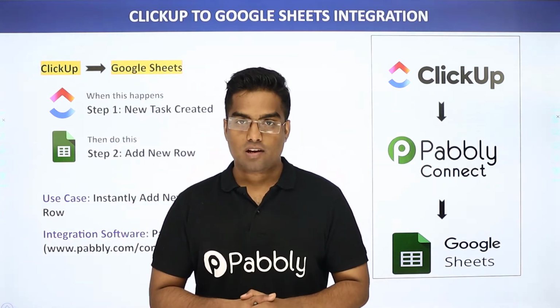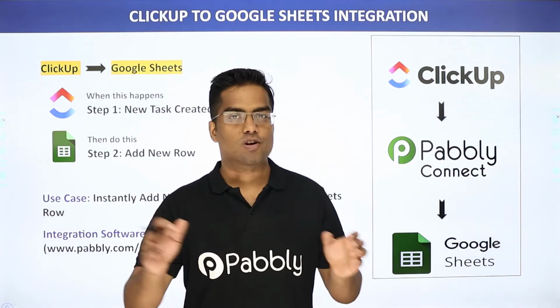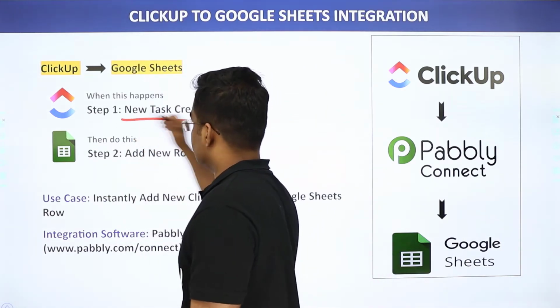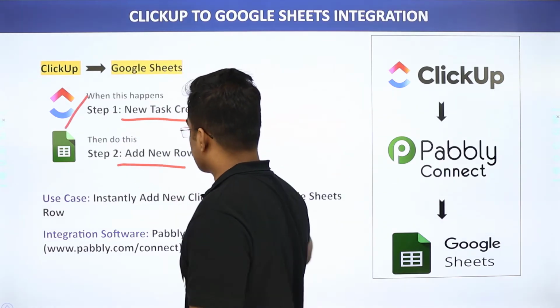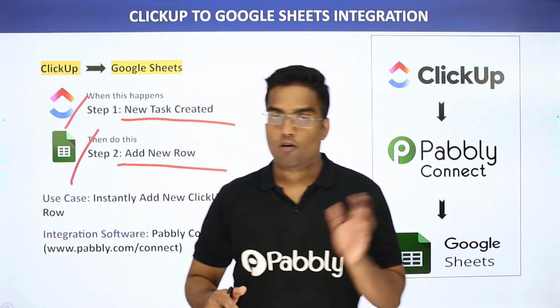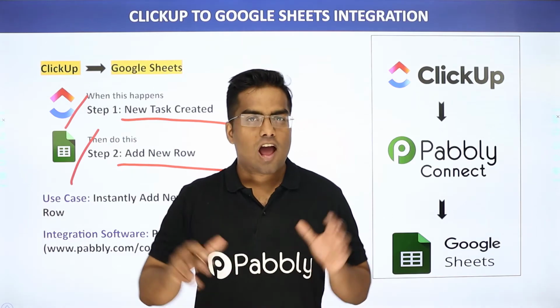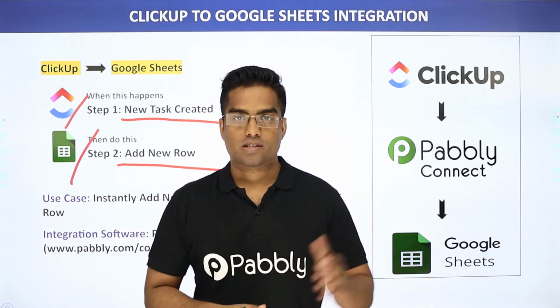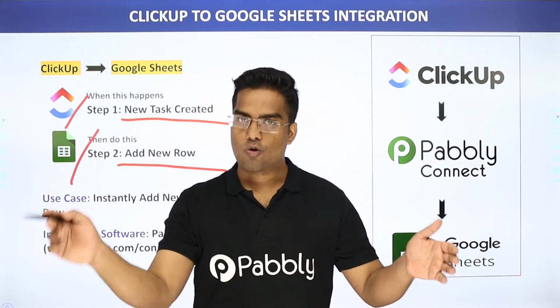So in this video we will learn how to integrate ClickUp and Google Sheet. Our use case is pretty simple. When a new task is created in ClickUp, it will automatically add a new row in Google Sheet. Now ClickUp is a project management software and Google Sheet is your favorite spreadsheet program. So what we're going to do is send the data from ClickUp to Google Sheet.